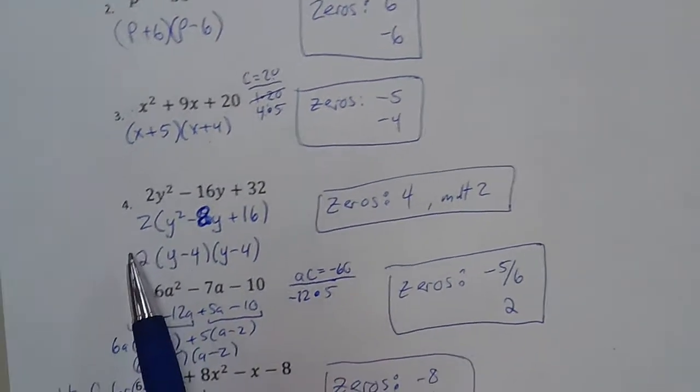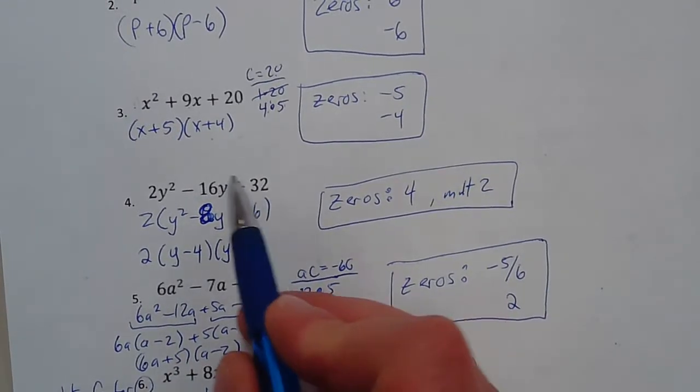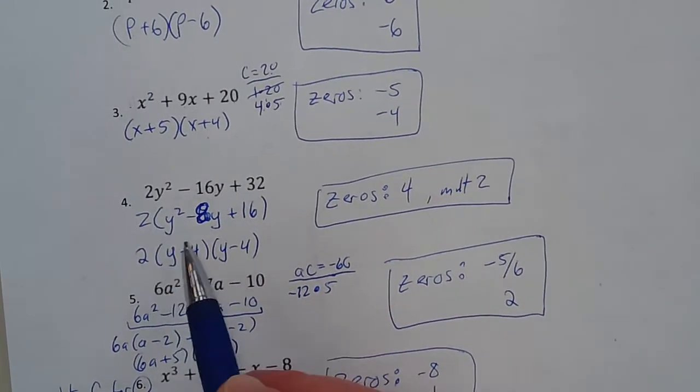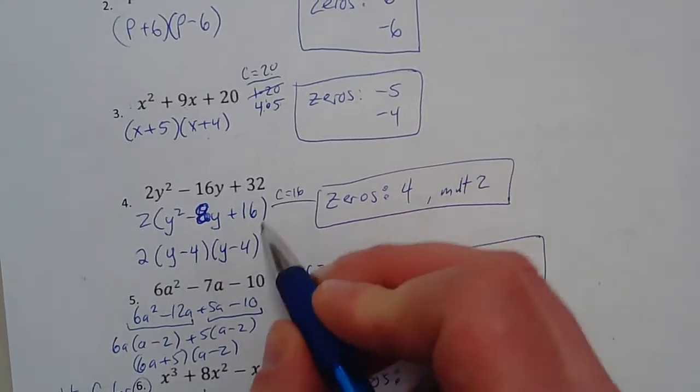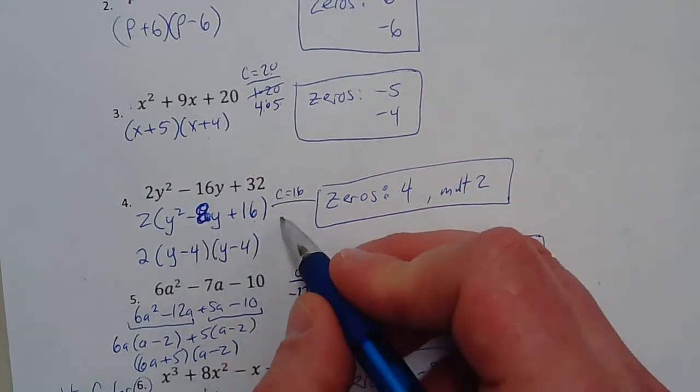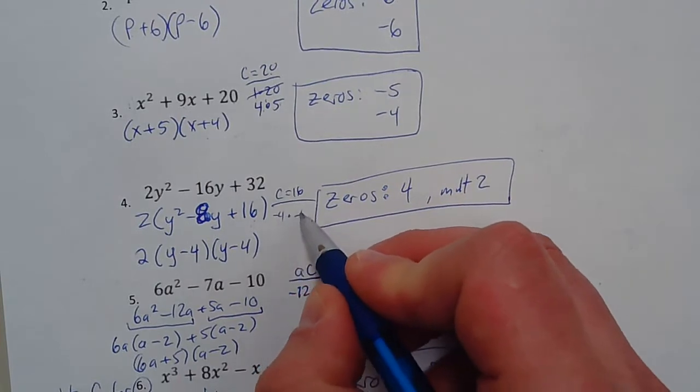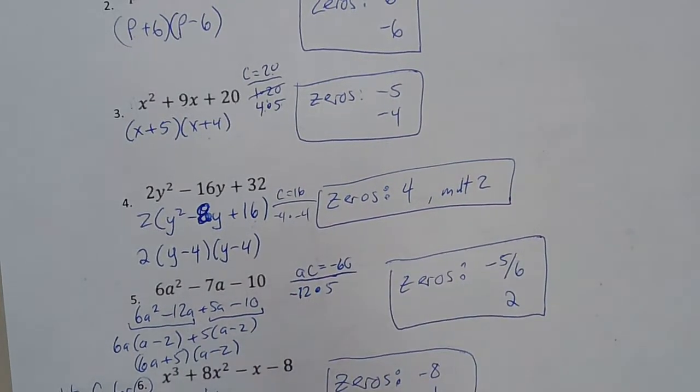That's what we then give for our solution. Number 4 is exactly like this, except you pull a GCF out first. I pulled a 2 out of everything, boom. And then I was left with a problem where my c is 16, and I found factors of 16 that add to negative 8, which were negative 4 and negative 4. So that's how I got to here.